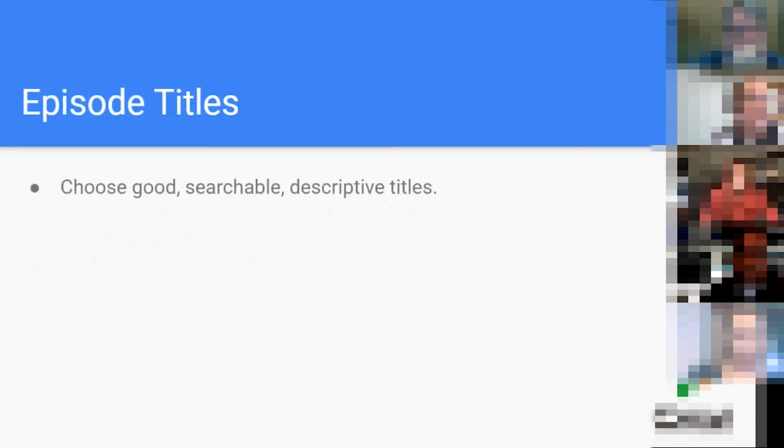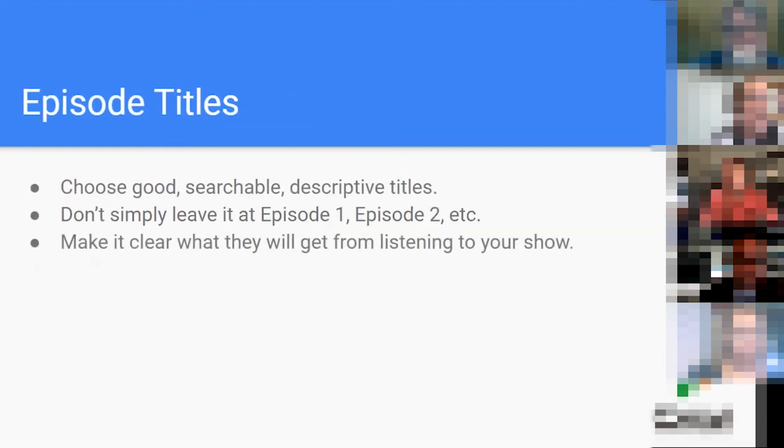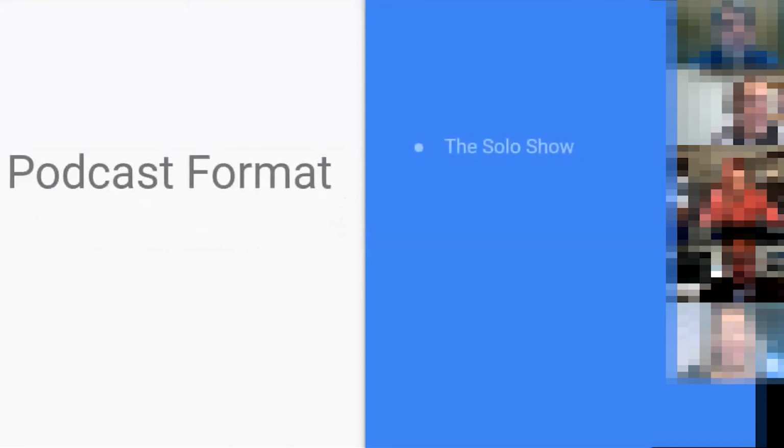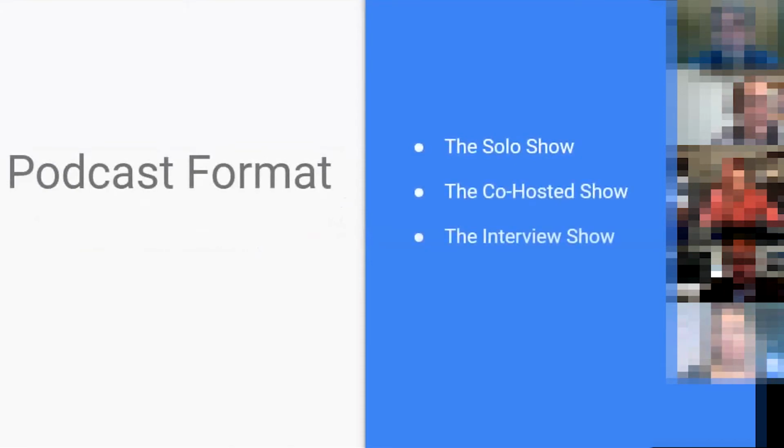The episode titles, again, choose good searchable descriptive titles. Don't leave it simply as episode 1, episode 2. Make it clear as to what your listeners are going to get from your show. I know iTunes specifically, I'm sure that the others will as well, let you search down to the episode title level. So being as descriptive as you can in those episode titles will be helpful. And I know I'm flying through here, but we're trying to get through in 30 minutes.